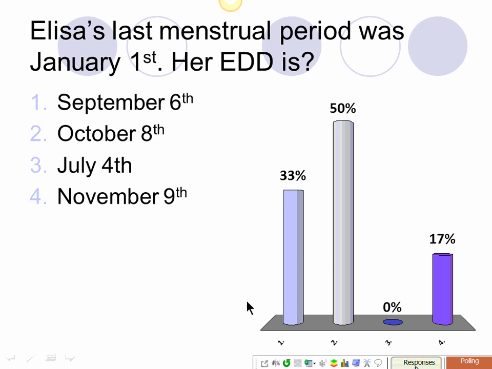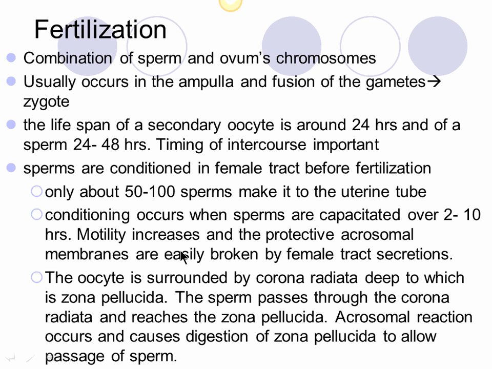Okay, it's October 8th. Now think of it, after January 1st, you add 9 months. So, February, March, April, May, June, July, August, September, October 1st would be 9 months. And add 7 days to that. So that's October 8th. So that's why October 8th is the correct answer. Okay, so 9 months and 7 days. That's what you're going to add.